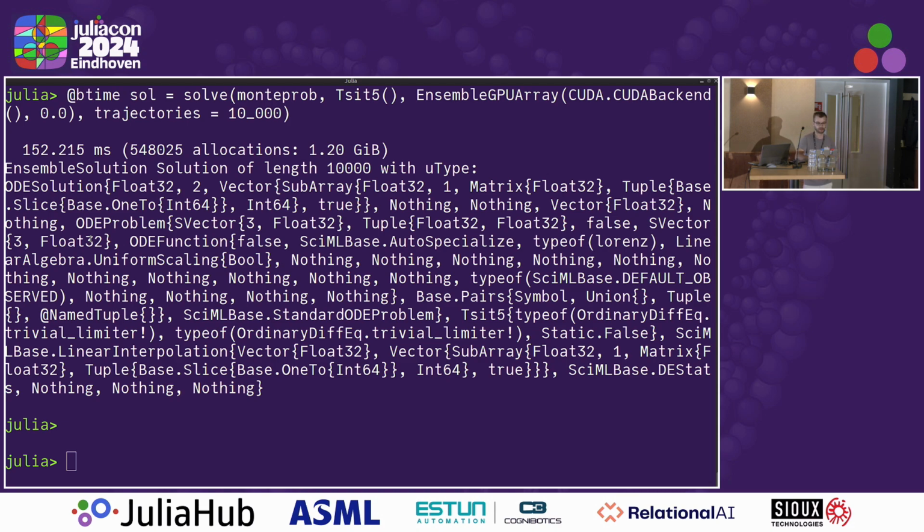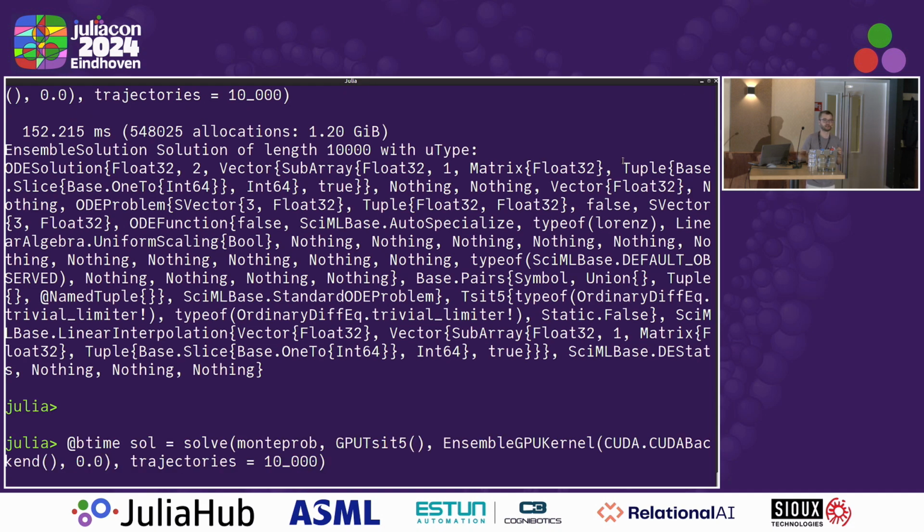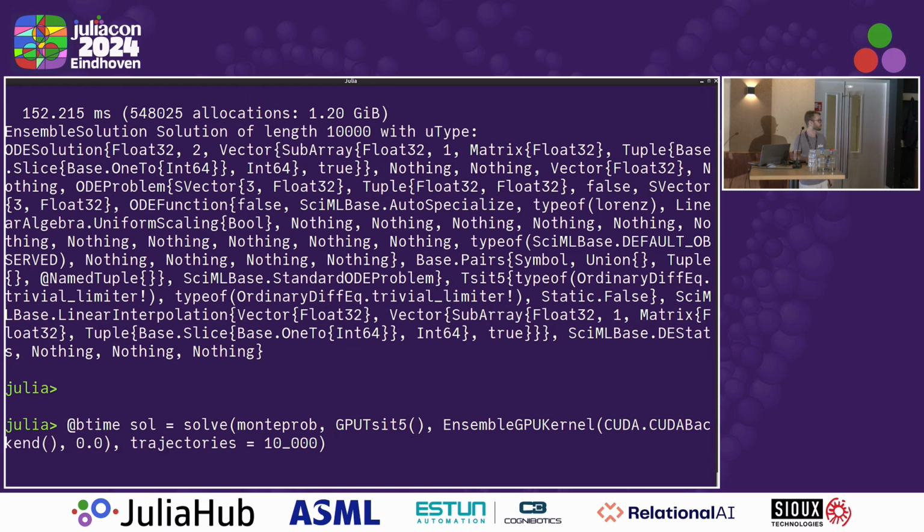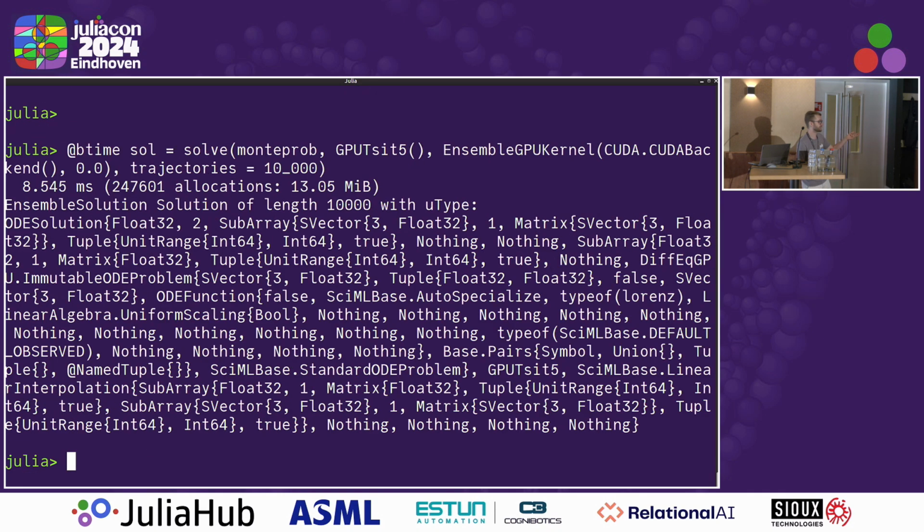What's going on here? And the answer is, especially for this example with Lorentz, because it's a chaotic system, you run into the problem where it does get very bottlenecked because all the time steps are trying to communicate with each other, and it has to take a lot of time steps, and so you end up with a lot of overhead. But instead, if we do the GPU Tsit5, which is the kernel method, you can see that we're at 8.5 milliseconds, and that's twice as fast as the CPU. And so that's a pretty reasonable speedup.